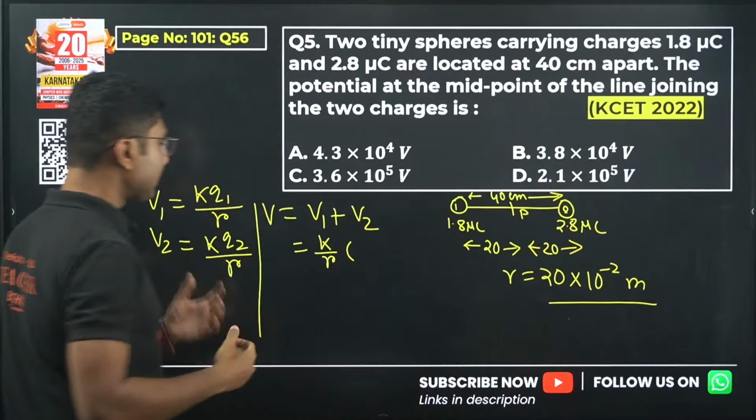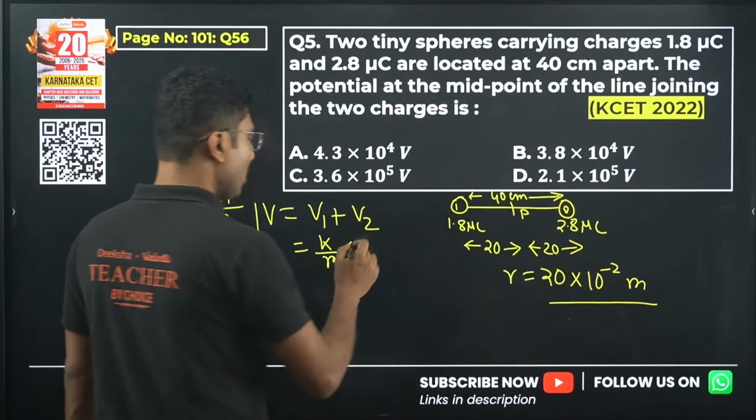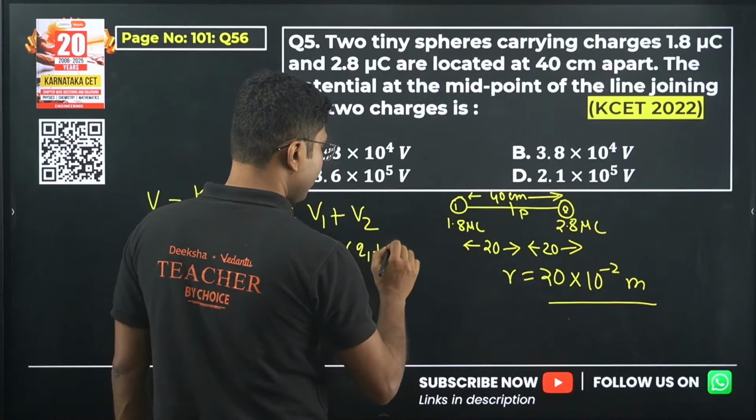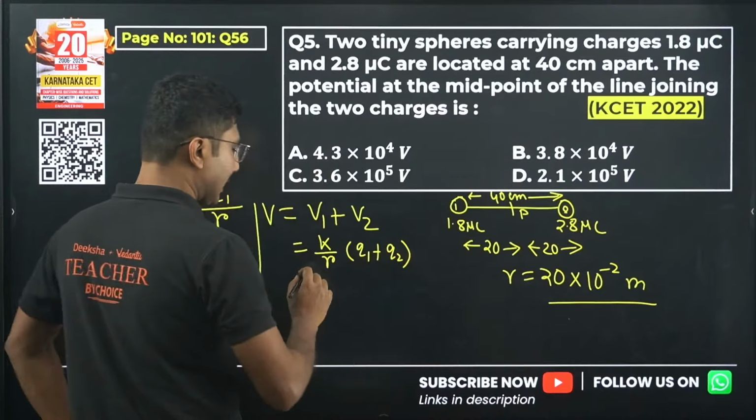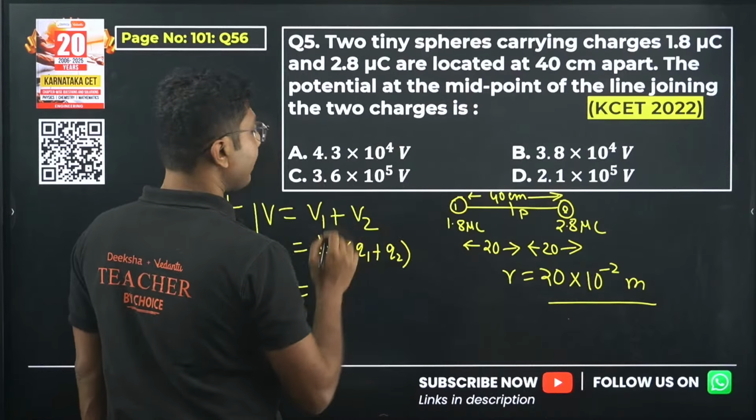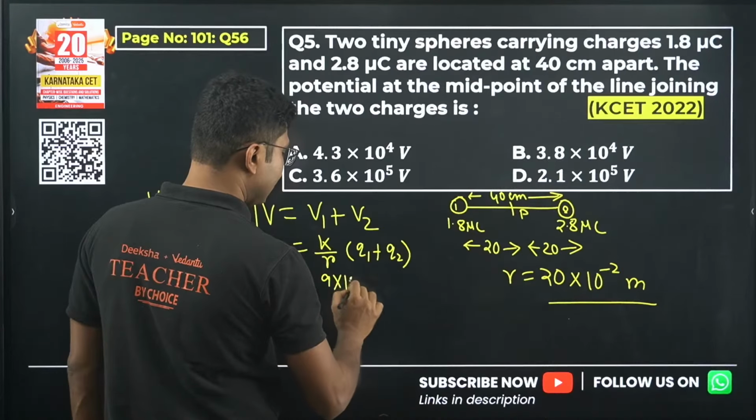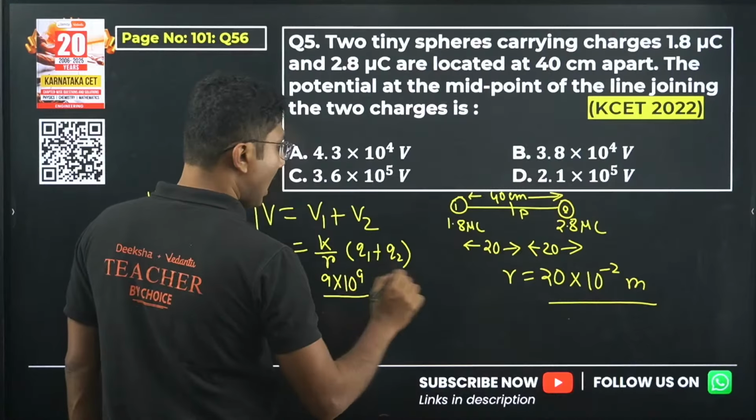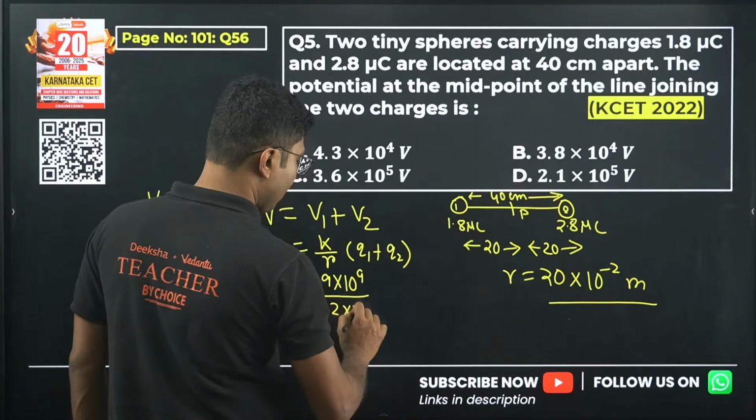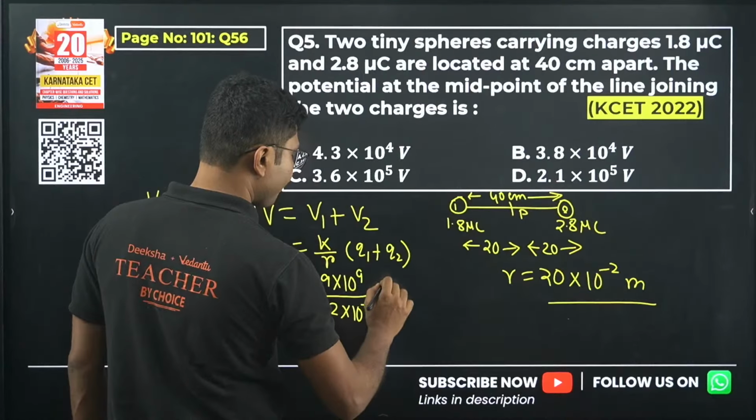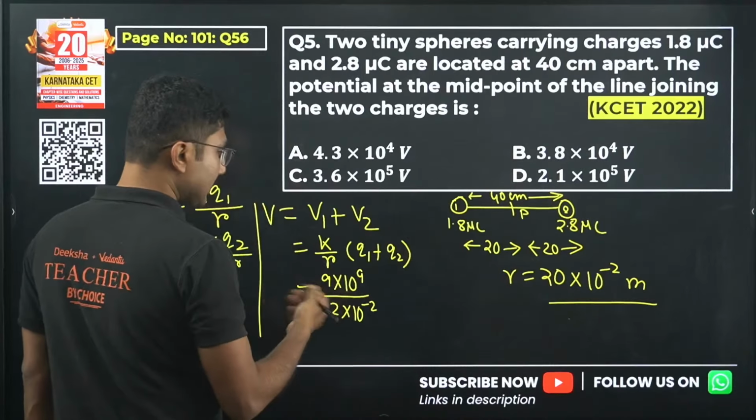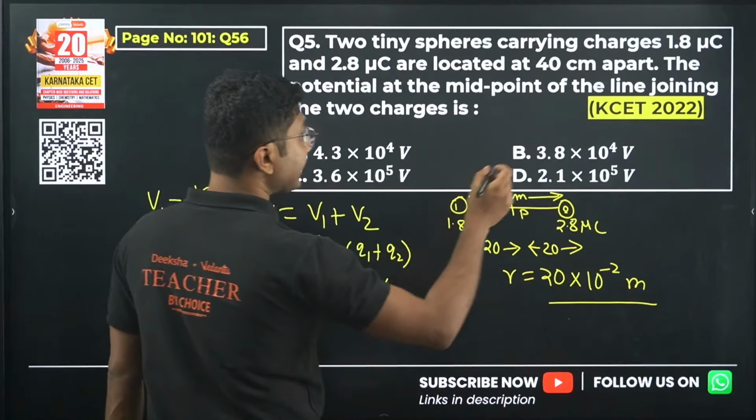So this is the shortest way to solve such questions. Do not put the values at the beginning, try to put it at the end. So K value is given, obviously not given, but we know K is equal to 9 into 10 to the power of 9. R value is 2 into 10 to the power of minus 2. Okay, and not square, this is a potential, so don't make that mistake as well.